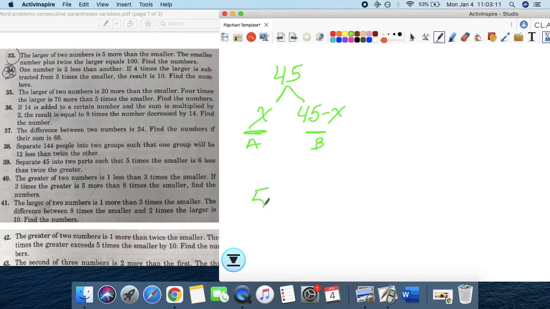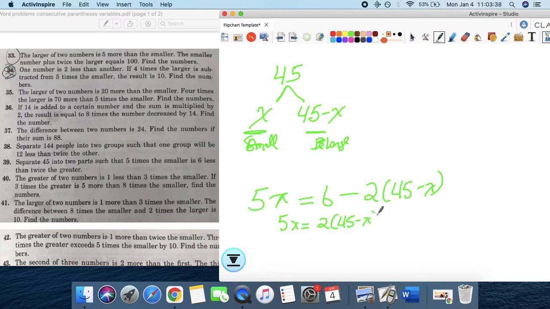So 5 times the smaller, and I'm just going to say this is the smaller group, 5 times x, and let's call this the large group instead of A and B. 5 times the smaller group equals, right? 6 less than is minus 6, twice the greater, 2 times 45 minus x. And like the previous problem, the one switch we have to do is switch to 45 minus x minus 6, because this was represented by the words less than.